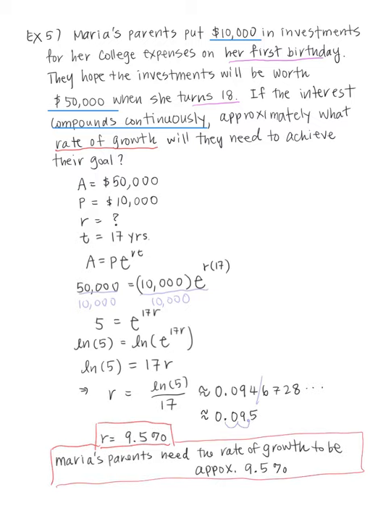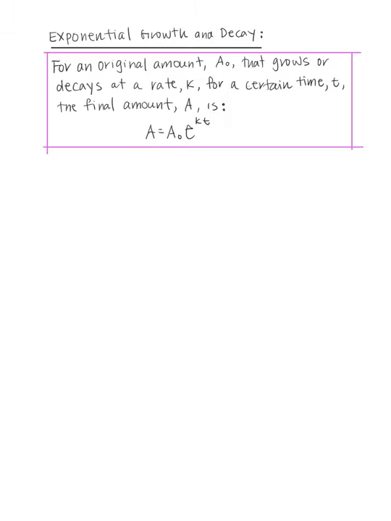All right, so here it is. Okay, so our next topic is exponential growth and decay. Okay, so it says that for an original amount, a sub 0, that grows or decays at a rate k for a certain time t, the final amount, which is denoted by a, is given by a equals a sub 0 times e to the kt.